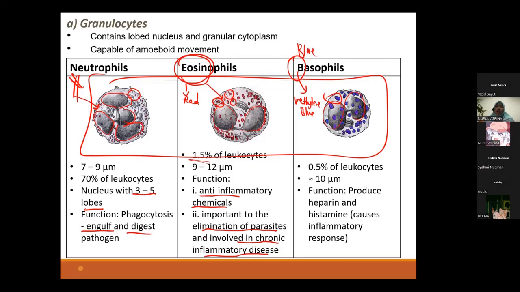As for basophil, basophil produces heparin and histamine. As they are released, they cause an inflammatory response. When histamine and heparin are released, you get watery eyes, sneezing, coughing, and itching. Eosinophil, on the other hand, is anti-inflammatory, so it reduces inflammation. But the most important function of eosinophil, which is quite special, is to eliminate parasites.